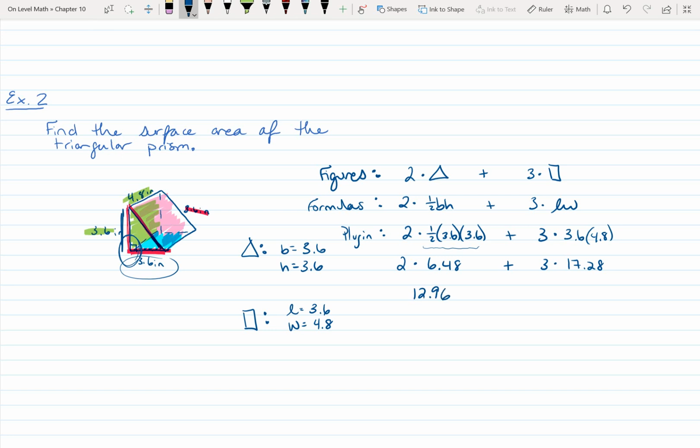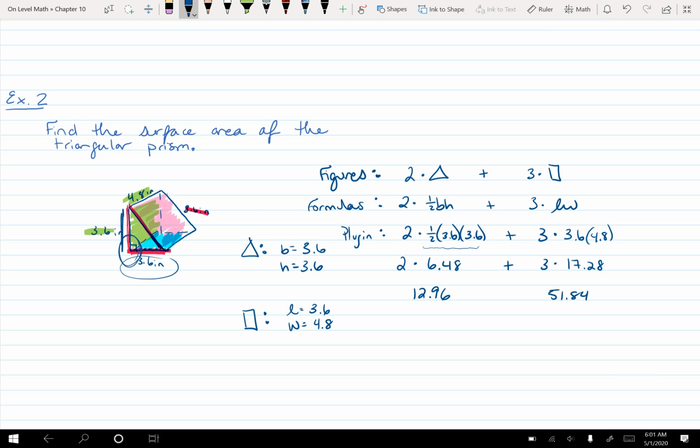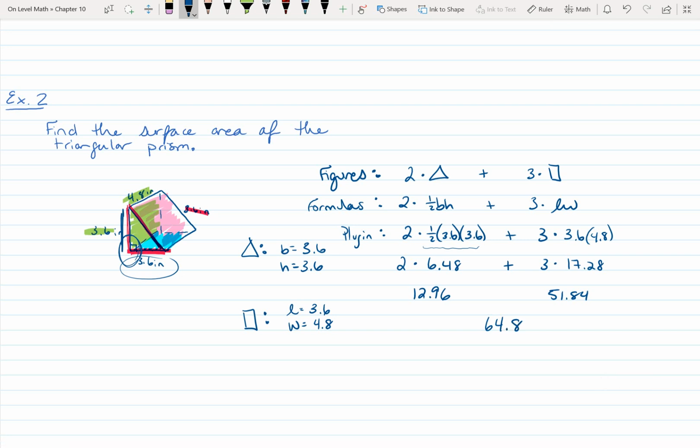So 2 times 6.48 is 12.96. 3 times 17.28 is 51.84, plus 12.96, 64.8 inches squared, because it's area.